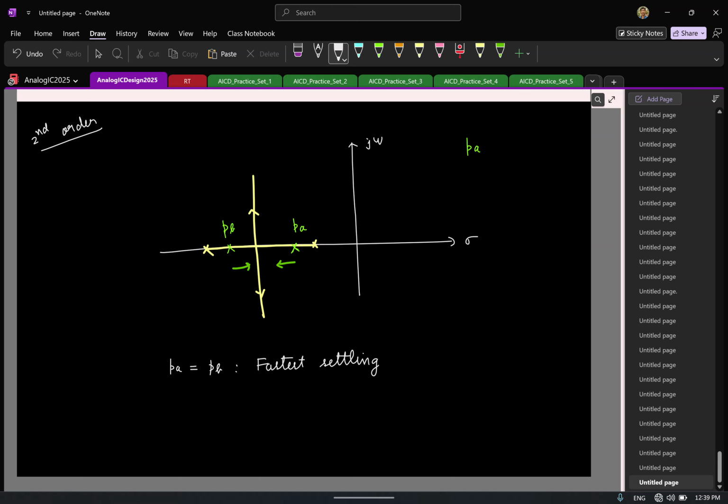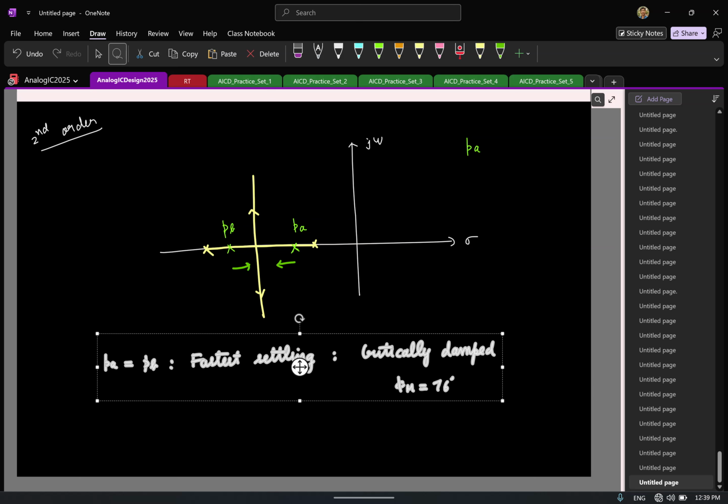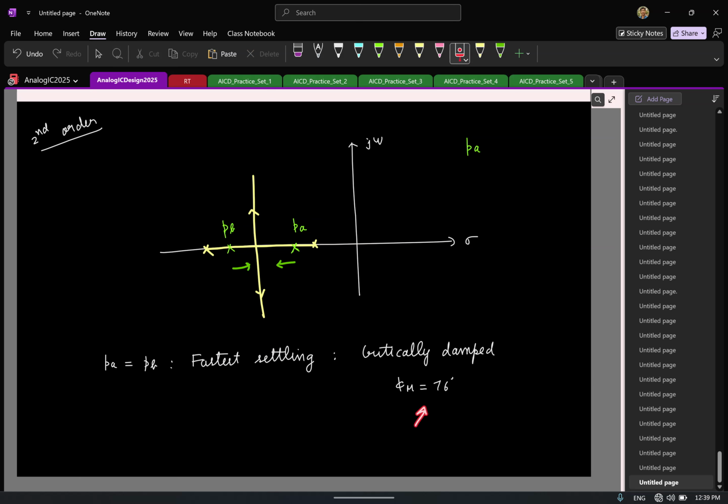And if I have a second order system where the closed loop poles are equal, what kind of damping is that called? It turns out it's just a jargon. It's called critically damped. And you can easily show that this corresponds to a phase margin of 76 degrees. I'll give it as an exercise practice problem for you to work out. It's pretty easy to work out. Okay. So which means one possibility is you choose a phase margin of 76 degrees so that you have the fastest settling in closed loop.